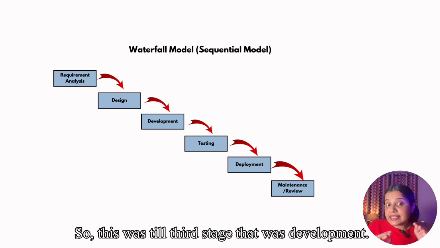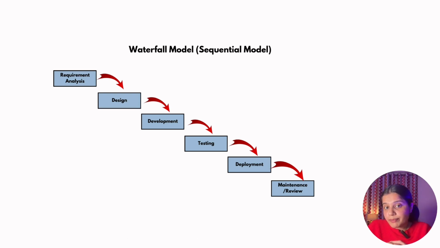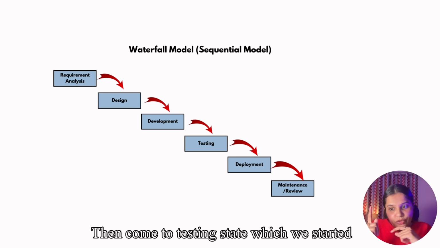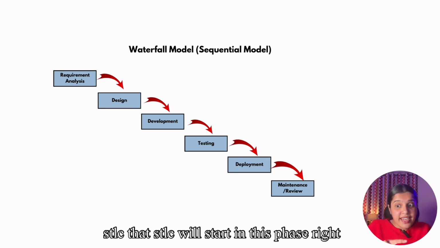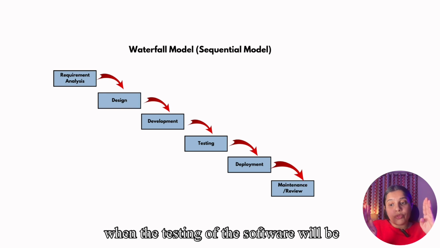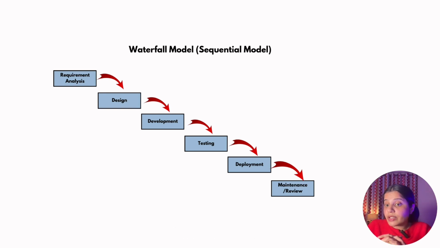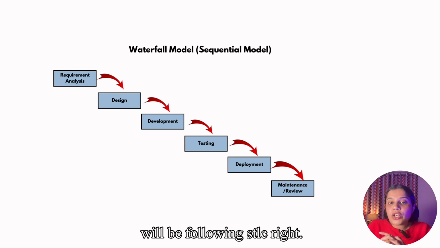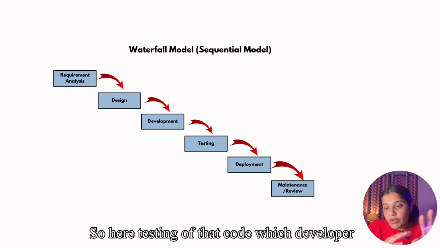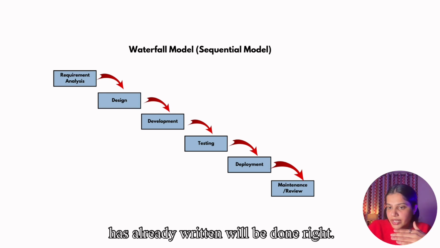So this was until the third stage, that was development. Then comes the testing stage, where the STLC we studied will start in this phase, right? When the testing of the software starts, at that stage we will be doing testing. We will be following STLC, right? Here, testing of that code which the developer has already written will be done, right?